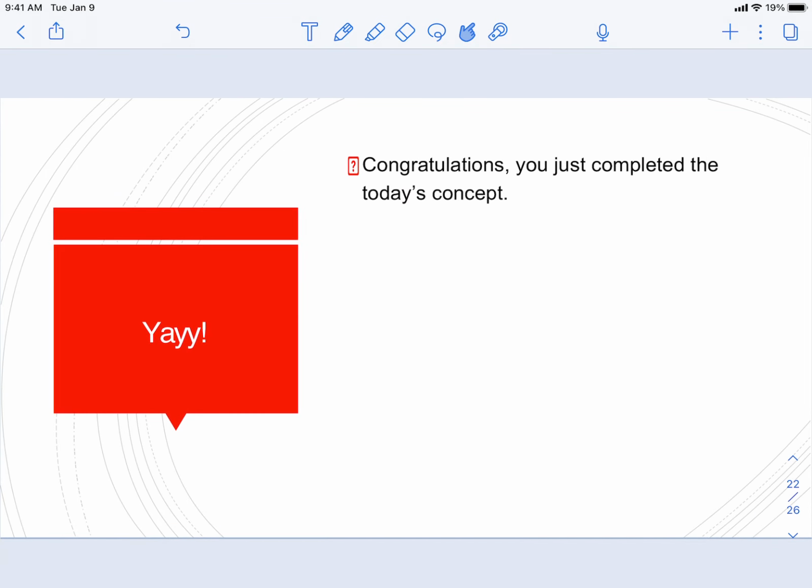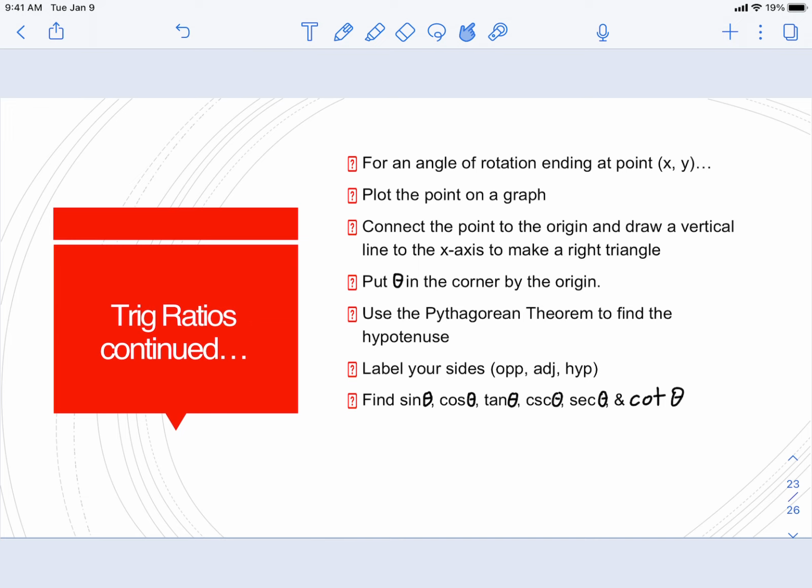What we're talking about here is angles of rotation that end at an xy coordinate. We've got some steps that we can use to solve these types of problems. First, we're going to plot the point on a graph. You're given an xy coordinate, so we plot it. Then we connect that point to the origin and draw a vertical line to the x-axis to make a right triangle, with one angle at the origin.